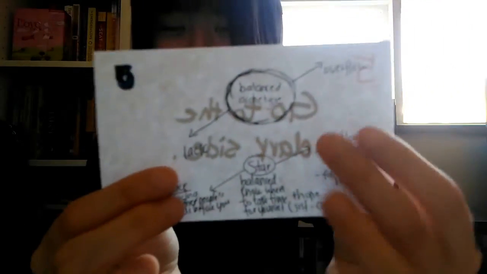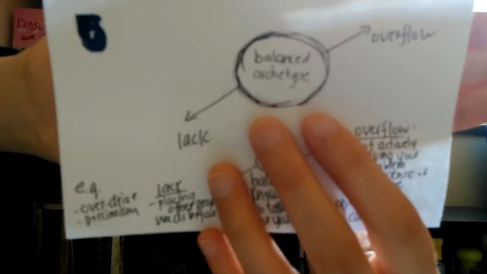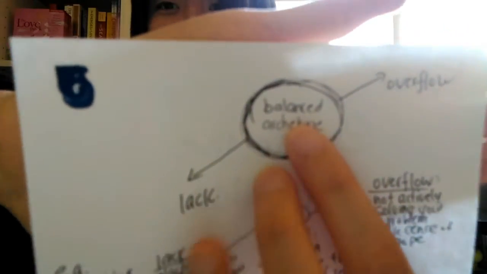So just because I don't really know how graphically I'm able to put this chart on screen, I'm just going to quickly show you my cue card. Oops, it's going to see through, but that's what it looks like. So you have a balanced archetype, and you have an overflow and lack. And I created a worksheet for this too, so if you want to check it out, it's down in the description box. But basically you would try to define a balanced archetype first.